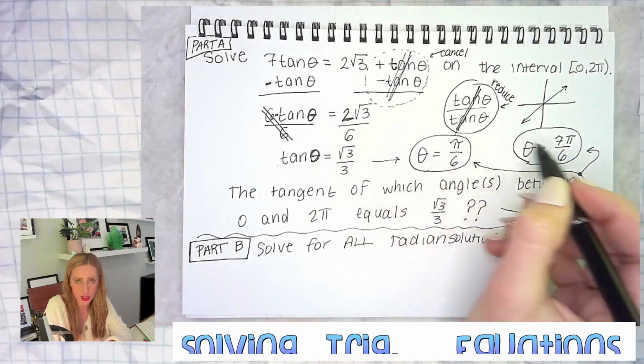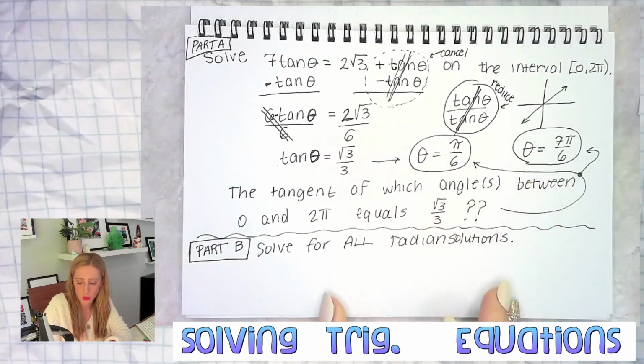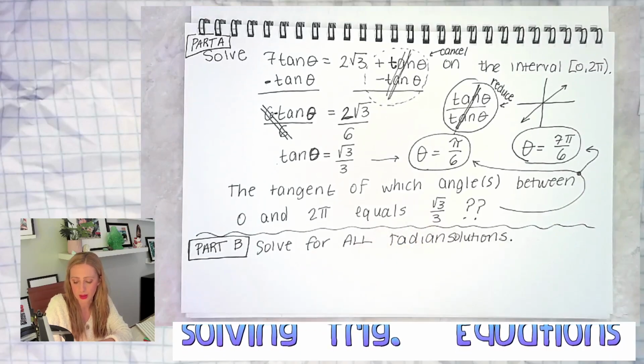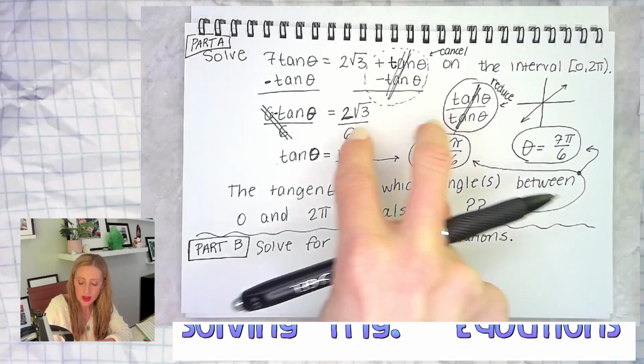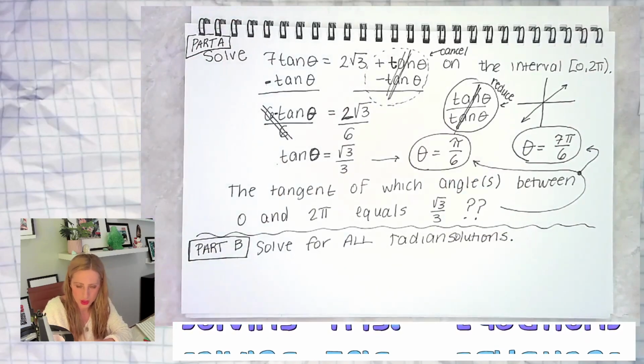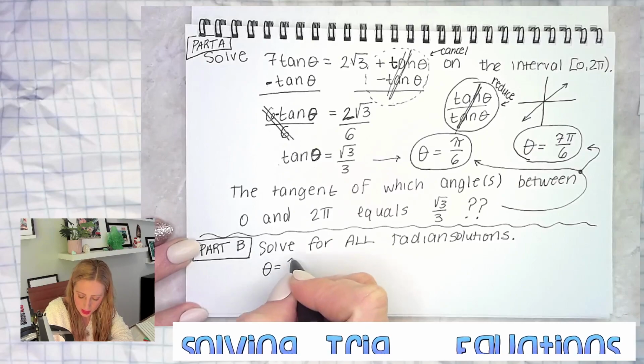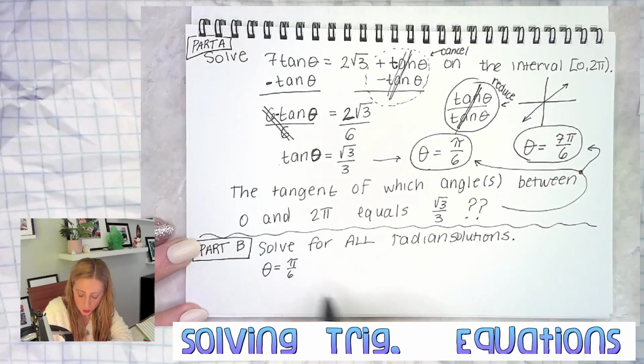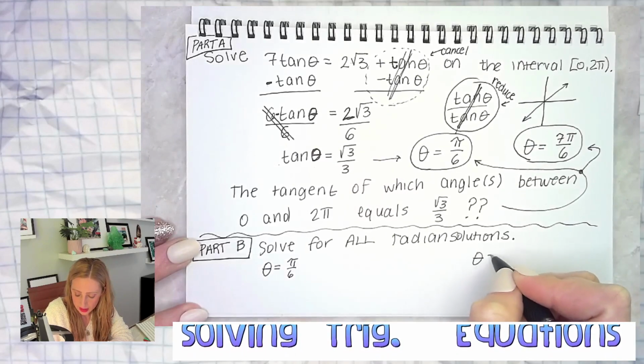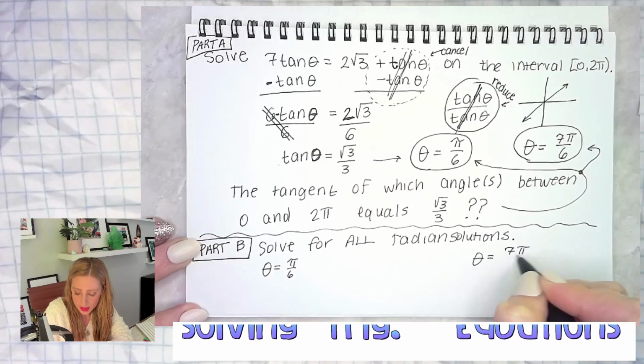Now, I'm just going to pick up from here. This video will be linked at the end of part A. I'll also have part A linked at the end of this one if you need it, but theta equals pi over 6 was one answer, and theta equals 7 pi over 6 was another answer.